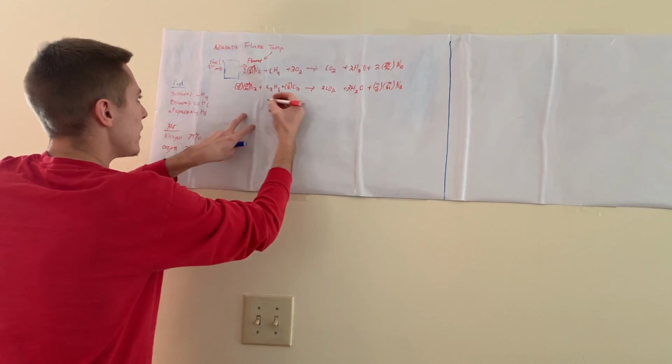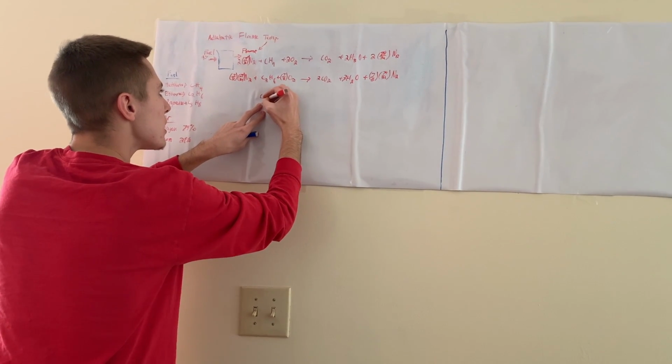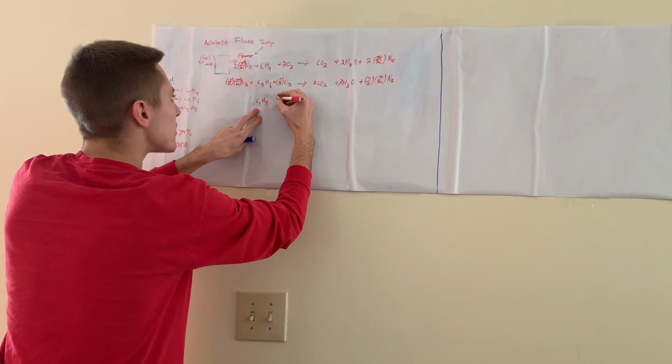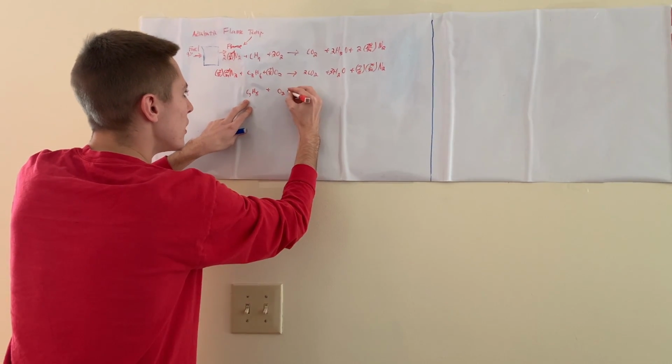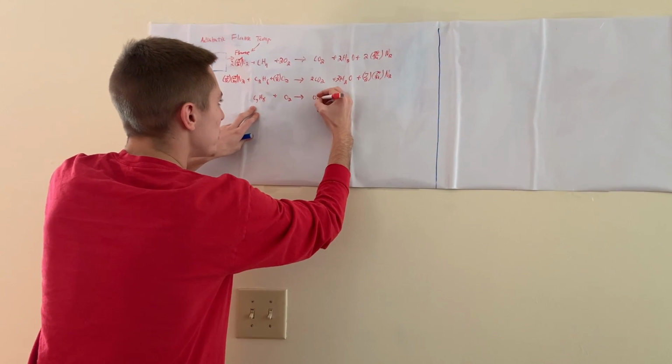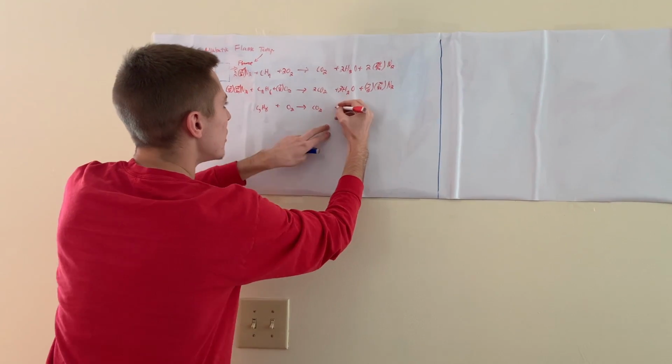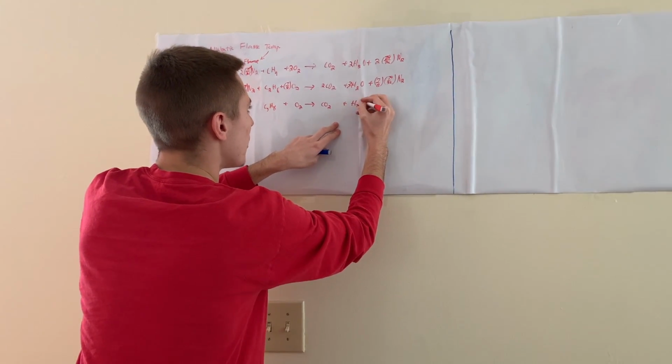And now we look at our propane last. So our propane is C3H8, some amount of oxygen, produces some amount of CO2, plus some amount of water.